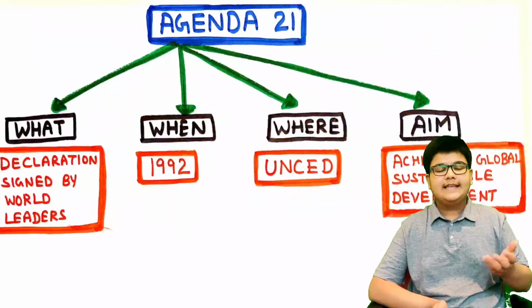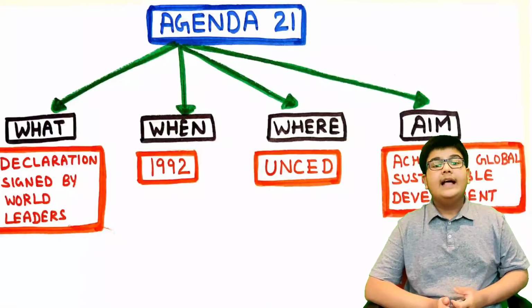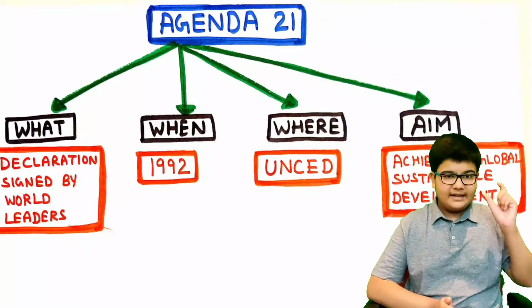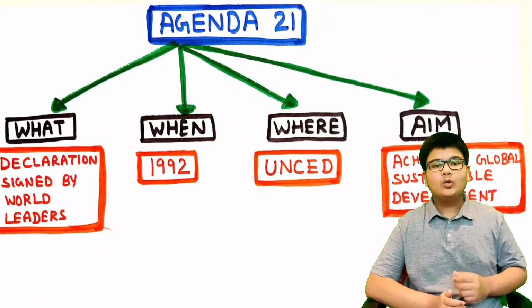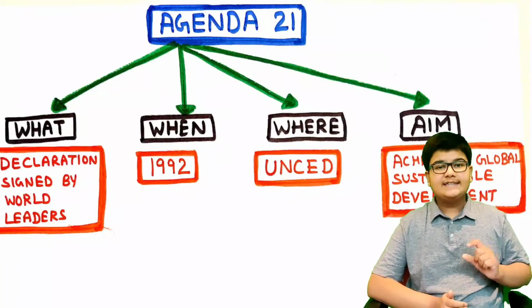Second, Agenda 21. Now this is a declaration signed by all the world leaders in 1992 at UNCED.